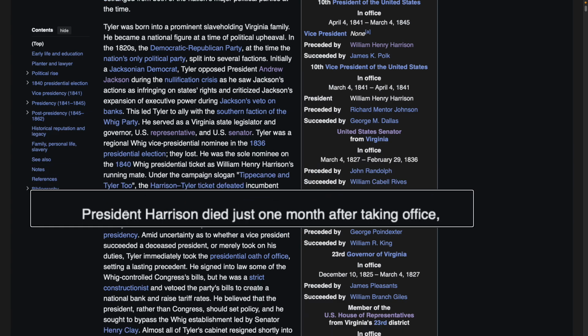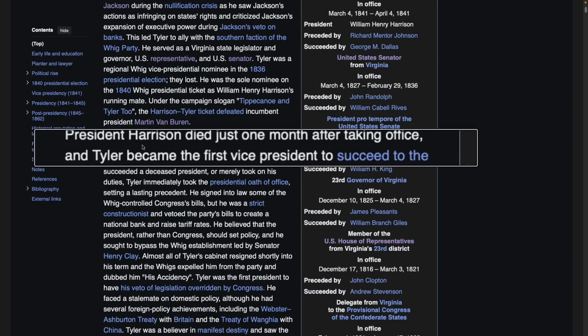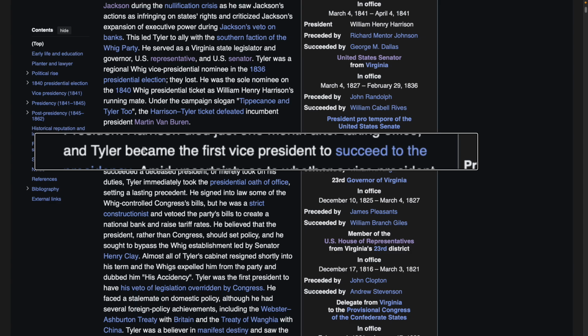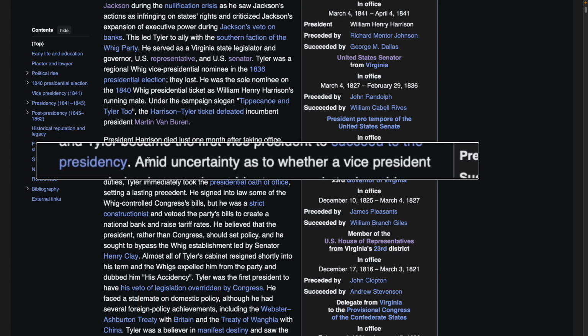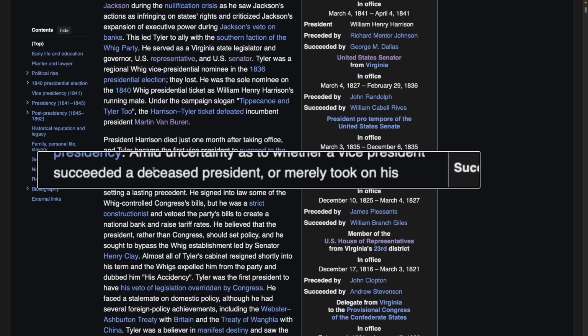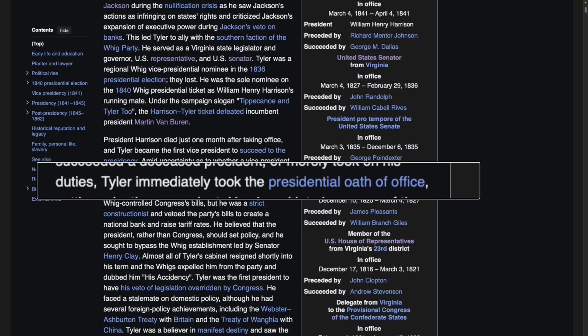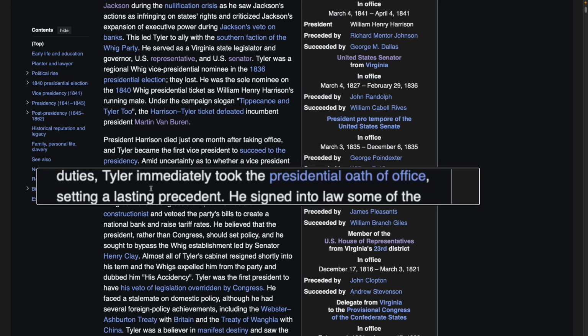Okay. So President Harrison died just 1 month after taking office, and Tyler became the first vice president to succeed to the presidency. Amid uncertainty as to whether a vice president succeeded a deceased president or merely took on his duties, Tyler immediately took the presidential oath of office, setting a lasting precedent. All right, so this just created a precedent that would reverberate into 2025 and into the present day. Something that happened in 1840. I think it was 1841.